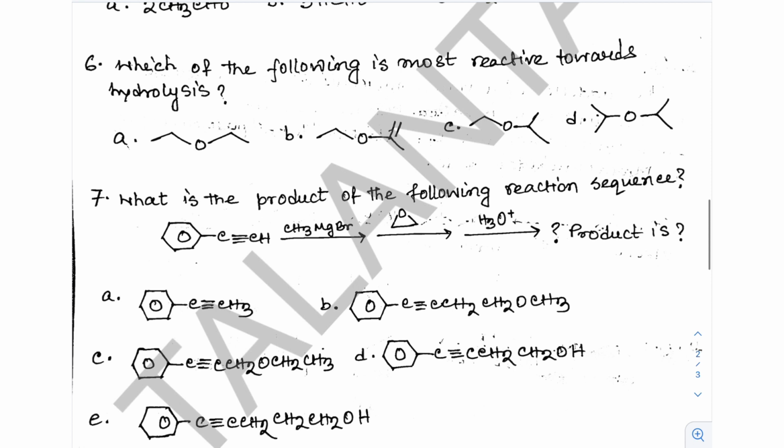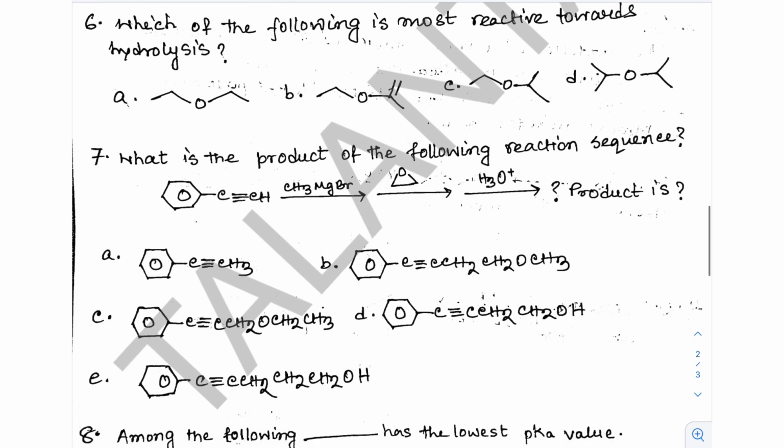So what we have to understand is that when hydrolysis happens, it will go via carbocation formation. So where the most stable carbocation will be formed, that we have to focus on. In option B we get the most stable carbocation, so here it will be most readily hydrolyzed. So B is the correct answer.